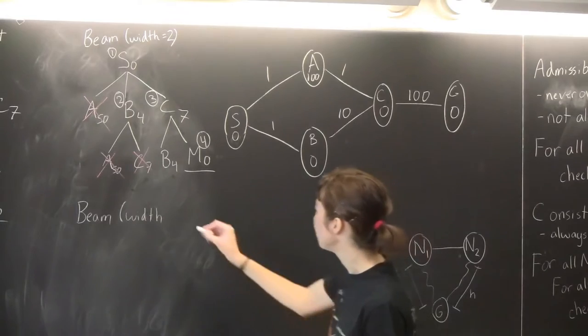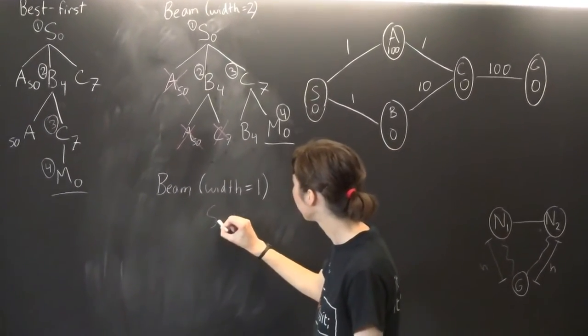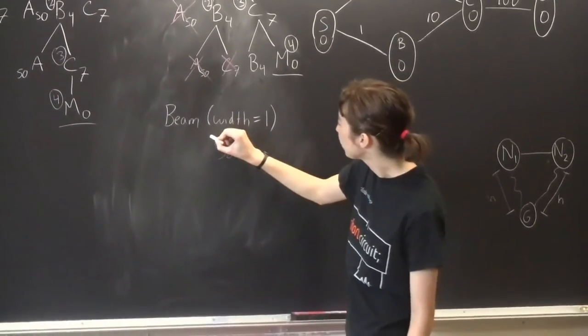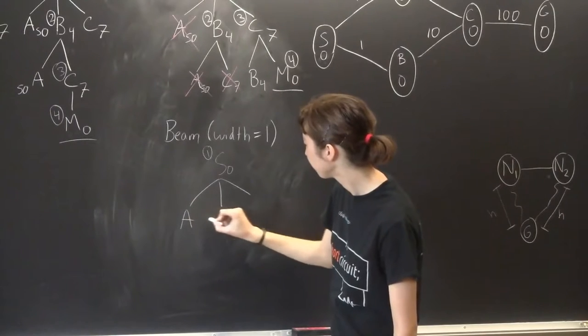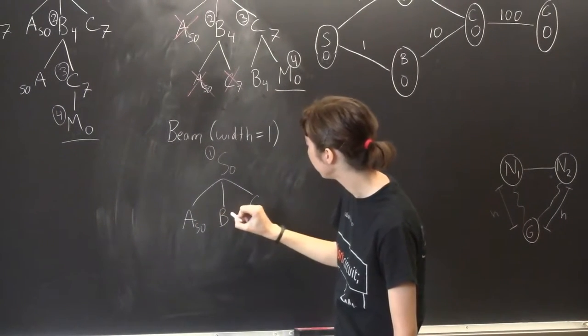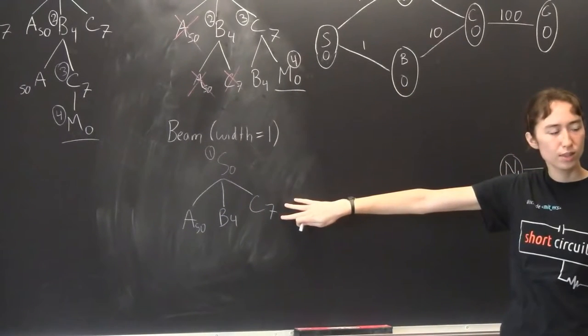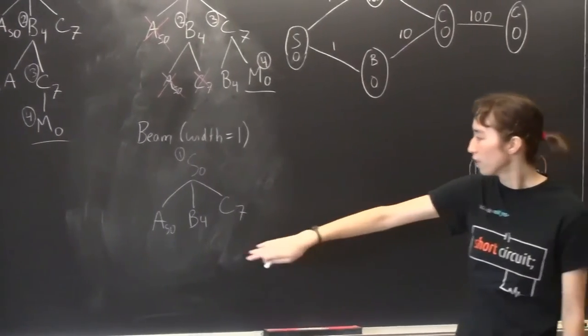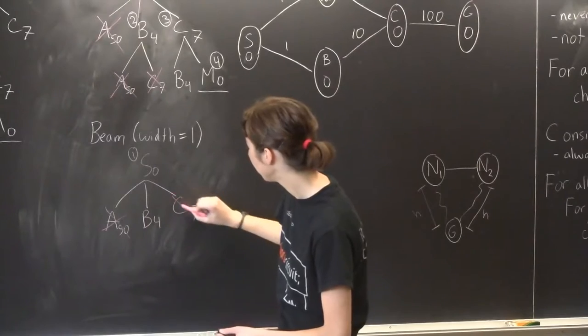Let's try beam width of 1. Let's see what that does. So we start with S, we extend that, and we get A, B, and C, 50, 4, and 7. Which ones of these do we keep? Only B, because we're only allowed to keep one here. So we'll get rid of that and that.